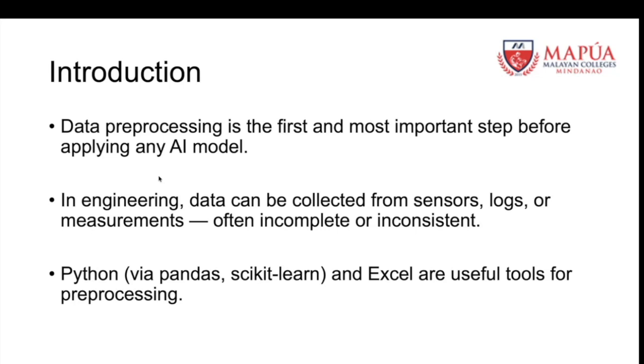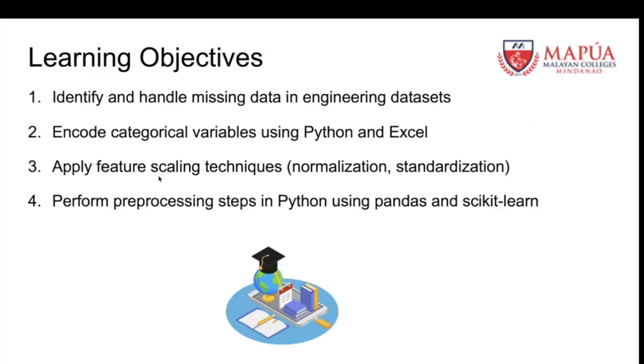So in your experience, when you gather data, for example, through surveys, some users or some respondents will not be able to answer some of the questions or forgot to answer some types of questions. So we are going to pre-process that data first by using Python and Excel. In Python, we use libraries such as pandas and scikit-learn, and Excel is a useful tool for pre-processing as well.